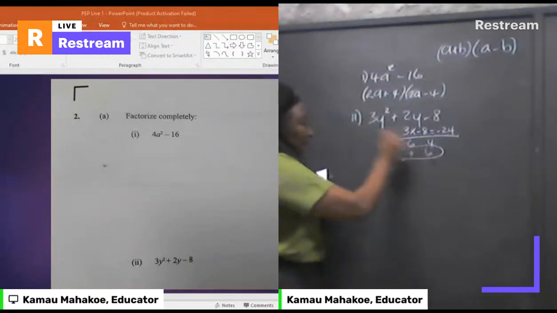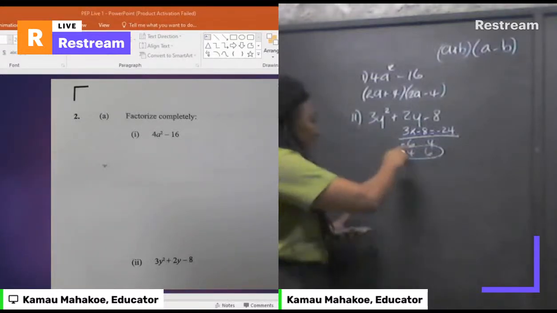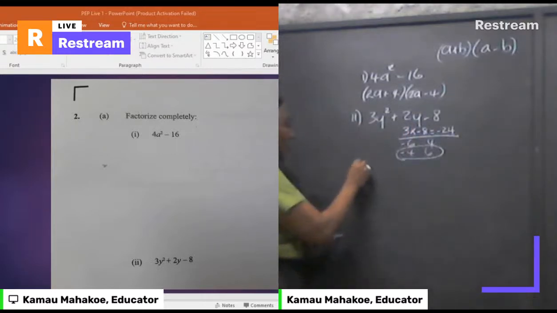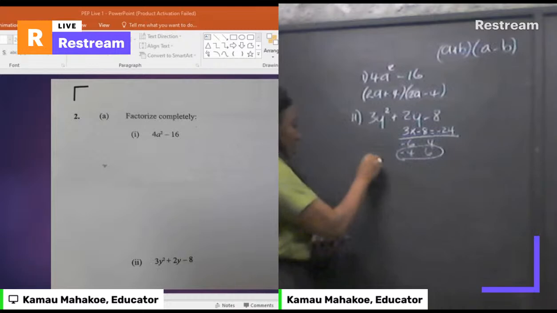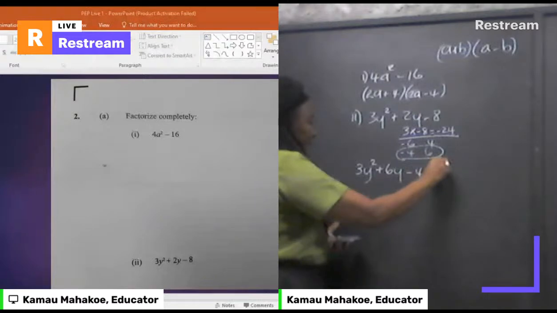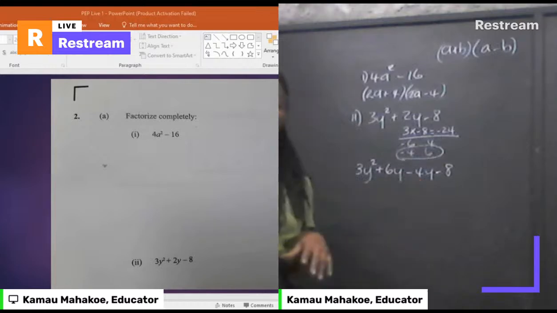I am going to put the 6 closer to the 3 because they share common factors, and I'm going to put the negative 4 closer to the 8 because they share common factors. What we'll have is 3y squared plus 6y minus 4y minus 8. Remember, you have to put back your y's. So what we're going to do is factorize the pairs.